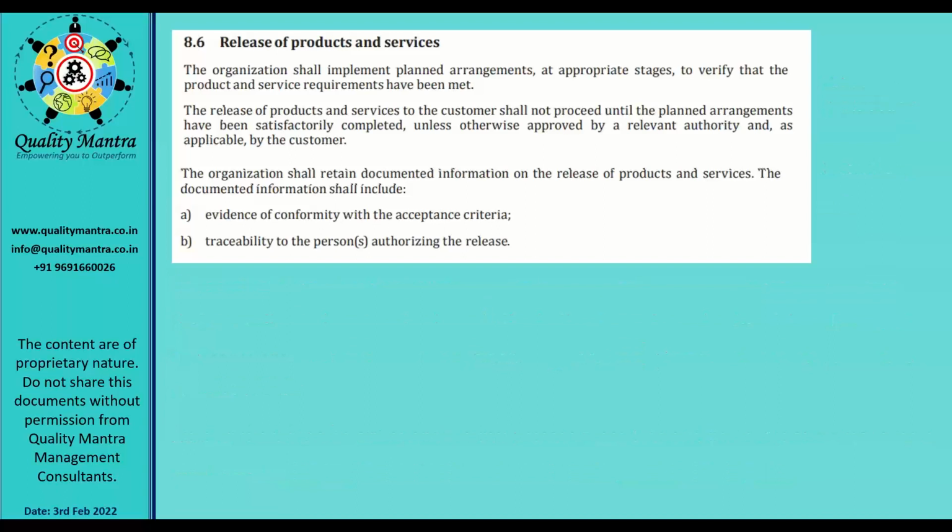The standard asks the organization to implement the planned arrangements at appropriate stages, at dispatch stage or at the production stage, at intermediate stages, to verify that the products and services requirements have been met. The release of products and services to the customer shall not proceed until the planned arrangements have been satisfactorily completed, unless otherwise approved by relevant authority or by the customer. So it is asking you to complete the planned arrangements before releasing the product, and it asks you to retain the documented information on the release of products and services, which includes evidence of conformity with respect to criteria and traceability to the person authorizing the release.